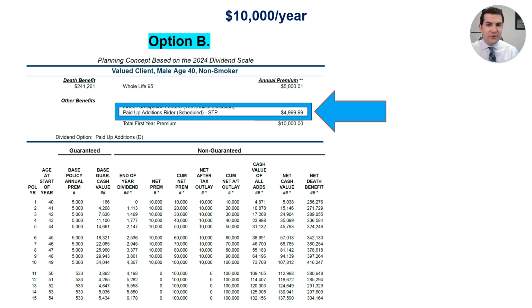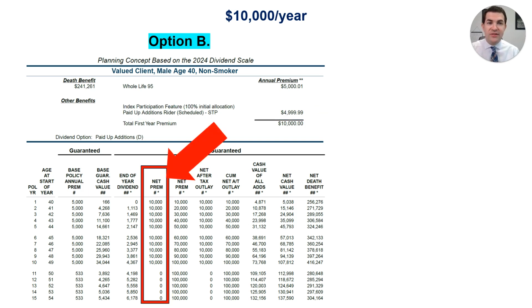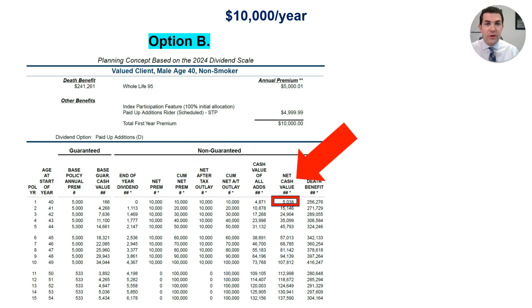Here's the other $5,000 going toward what is called a paid up additions rider, or a PUA rider. So your net out of pocket is exactly the same as option A, $10,000 per year. Look at your cash value in the first year. Is it $330? No, it's just over $5,000. This is the same product with the same insurance company. Ready for option C? Here we go.